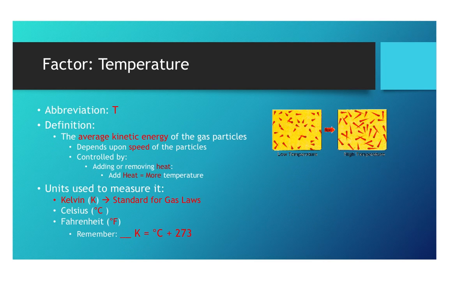And last but not least, the very last factor that we're going to deal with here is temperature. For temperature, we abbreviate that using a T. By definition, temperature is the average kinetic energy of the gas particles. Kinetic energy depends upon two things. The one thing that we're going to be most involved with here is the speed of those particles. It can be controlled by adding or removing heat. More heat means more temperature. In terms of speed, a higher temperature means the particles are moving faster. A lower temperature means the particles are moving slower.